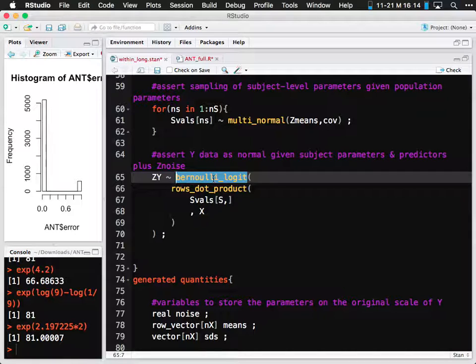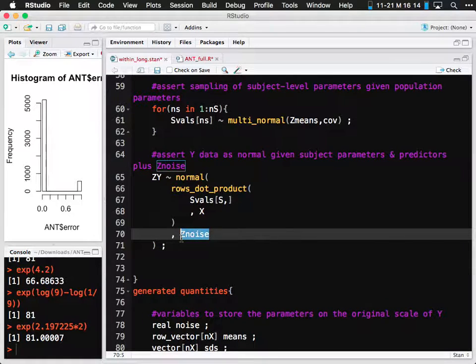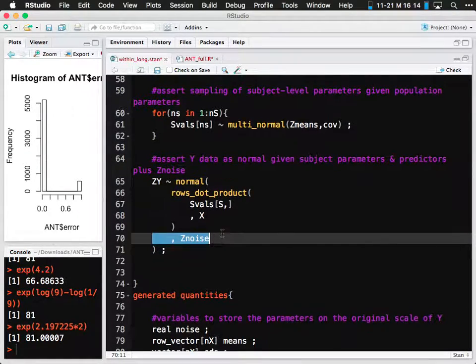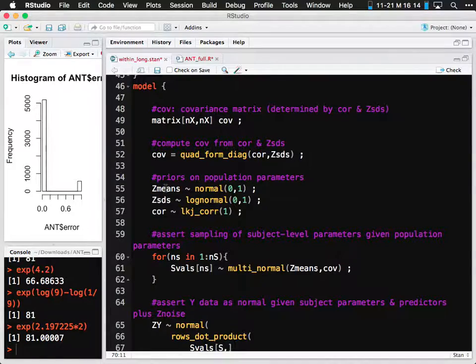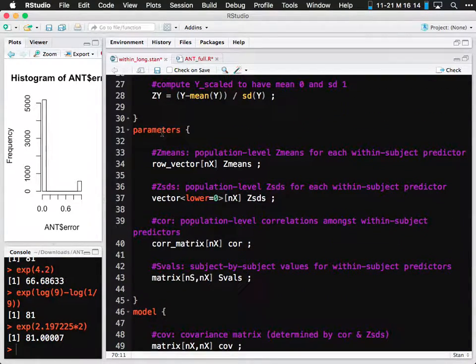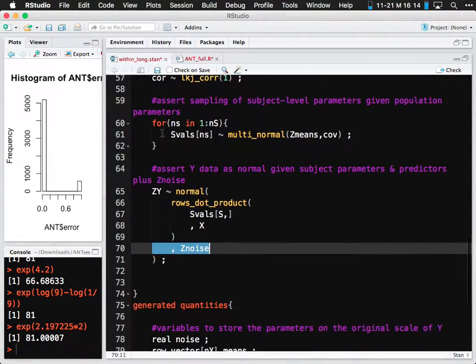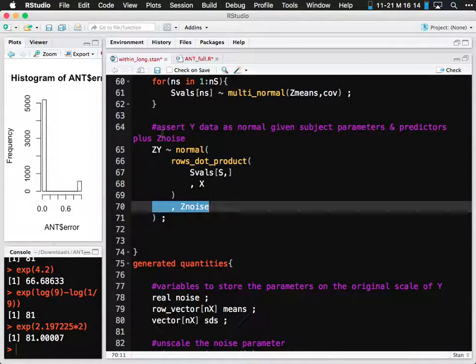Where else was there noise? It was here, normal. We had to use noise in our generative model. It was up here as a prior, and it was up here in the parameters. Okay. So under the variables to store the parameters, we get rid of almost all of that. In fact, get rid of all of it. Isn't it all of it?